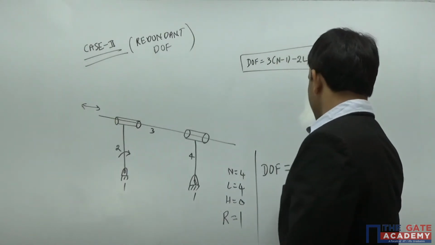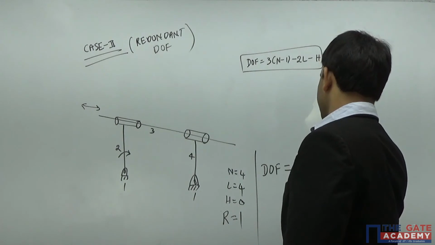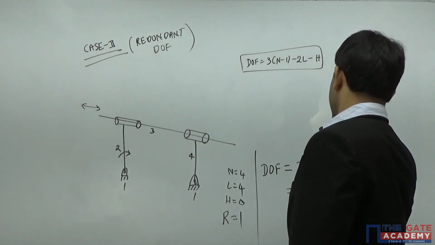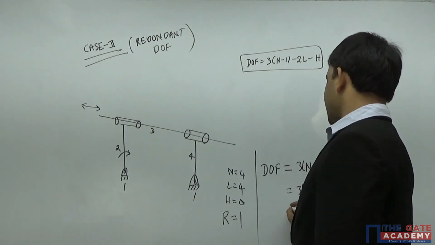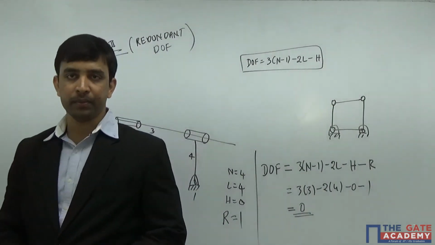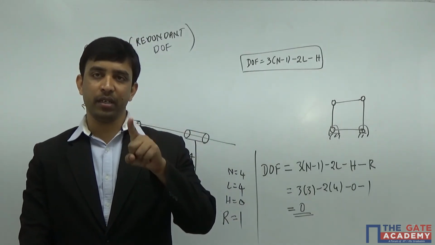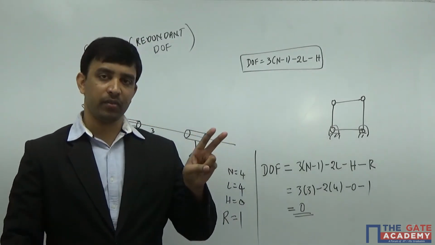So now if you calculate degrees of freedom, it's 3 into (n minus 1), minus 2 times lower, minus higher, minus the number of links having redundant degree of freedom. If I calculate degrees of freedom, it's 0. So there are two cases where Kutzbach's criterion fails. One is a case of redundant link, and the second one is a case of redundant degree of freedom.